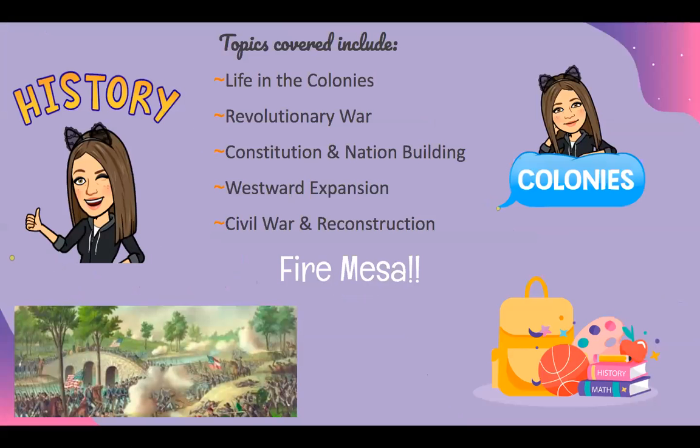But basically the topics that are included in US history for the 7th grade are life in the colonies, the Revolutionary War, Constitution, and nation building. This is really important, especially with the Constitution, because you need to know what your rights and duties are as a good citizen. We're going to talk about westward expansion, populating this country of ours from sea to shining sea, and then of course the Civil War and Reconstruction.